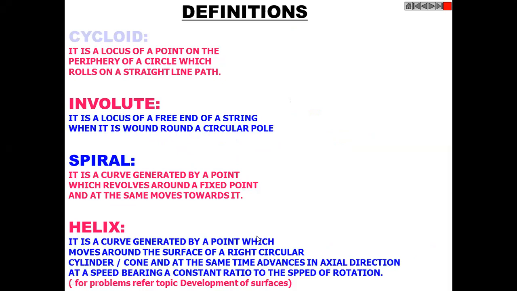The first is cycloid. Now, it is a locus of a point, wherever these people who are getting admitted now, this cycloid is a locus of a point on the periphery of a circle which rolls on a straight line path. Again, cycloid is the locus of a point on the periphery of a circle which rolls on a straight line path. What is the prime example?